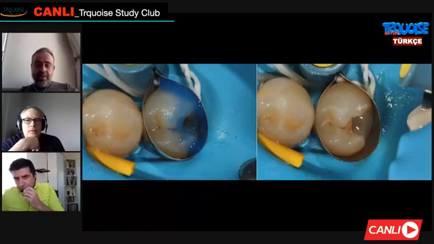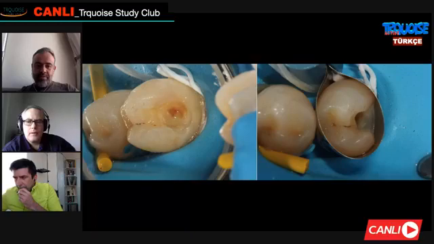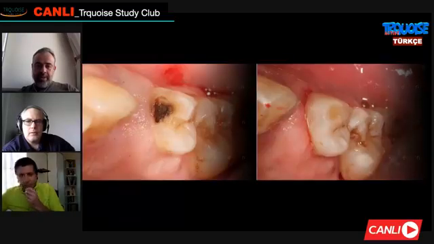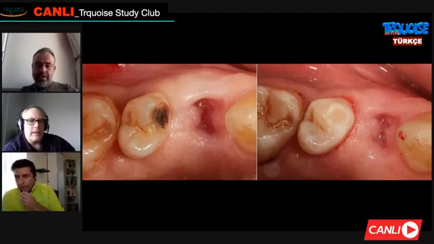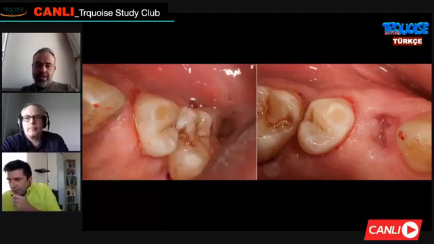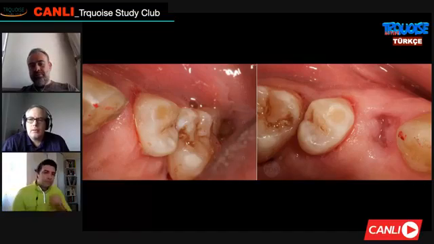And then, yes, question, please. At this stage, if you check the contact and there is need to remove enamel layer for correction of a high spot, what will you do? He was referring to this one. If you check the contact and there is need to remove enamel layer for correction of high spot, what will you do?